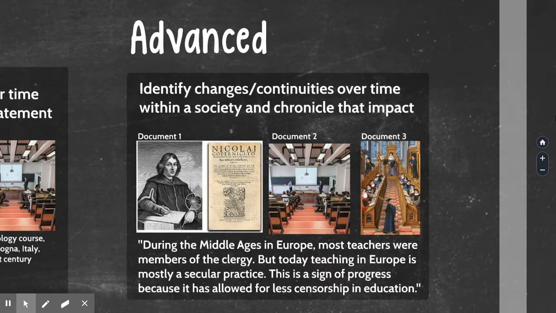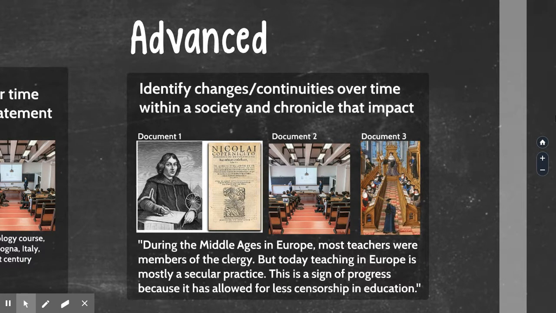Let's look at an advanced version of the change and continuity intellectual operation. We have three documents here. Documents 2 and 3 will sort of elicit a response that there has been a change in the education in Europe over the last 500 years, let's say. But document 1 now allows students to chronicle that impact. So let's look at a potential answer.